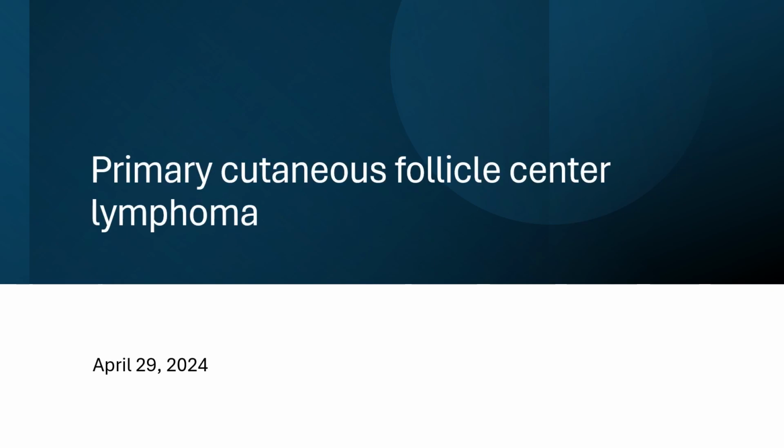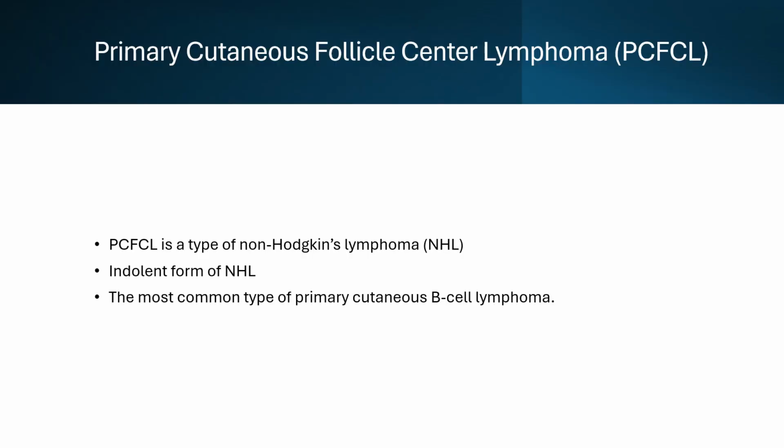Primary cutaneous follicular center lymphoma. So primary cutaneous follicular center lymphoma is a type of non-Hodgkin lymphoma. It's an indolent form of non-Hodgkin lymphoma, and it's the most common type of primary cutaneous B-cell lymphoma.